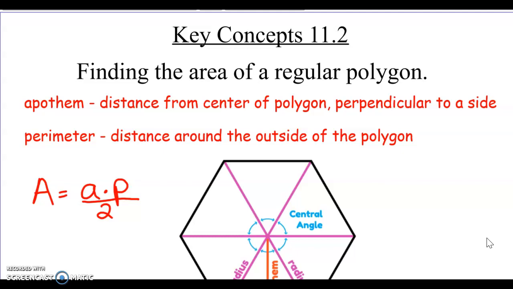So today we're finding the area of polygons, like area of hexagons and pentagons and octagons and things like that.